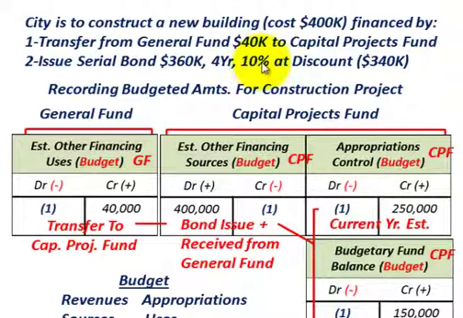Say it's a 10% interest rate on the bond, but they're going to be issued at a discount at $340,000. The city wanted $360,000 for these serial bonds, their par value or face value, but they're only going to receive $340,000 for the bond issue.